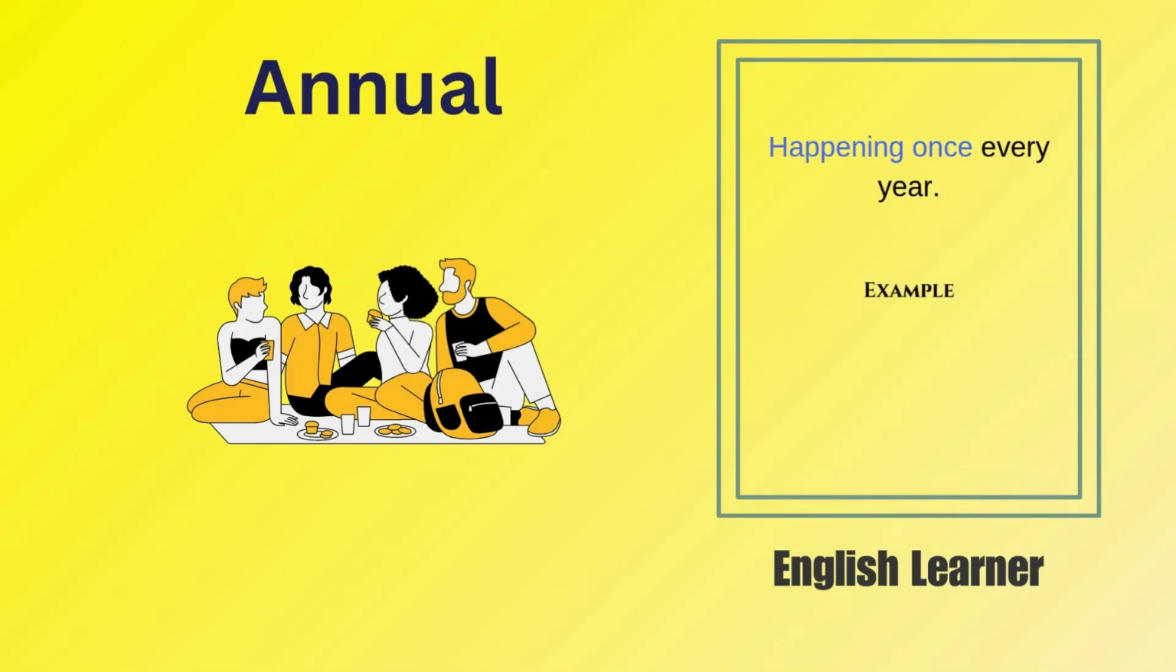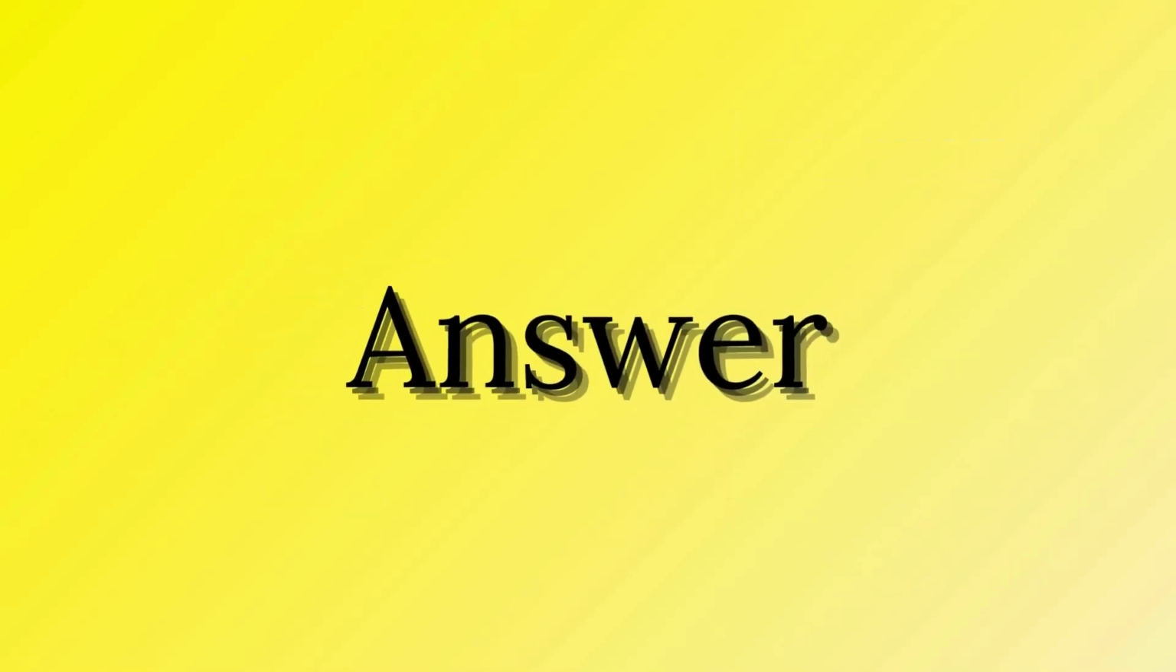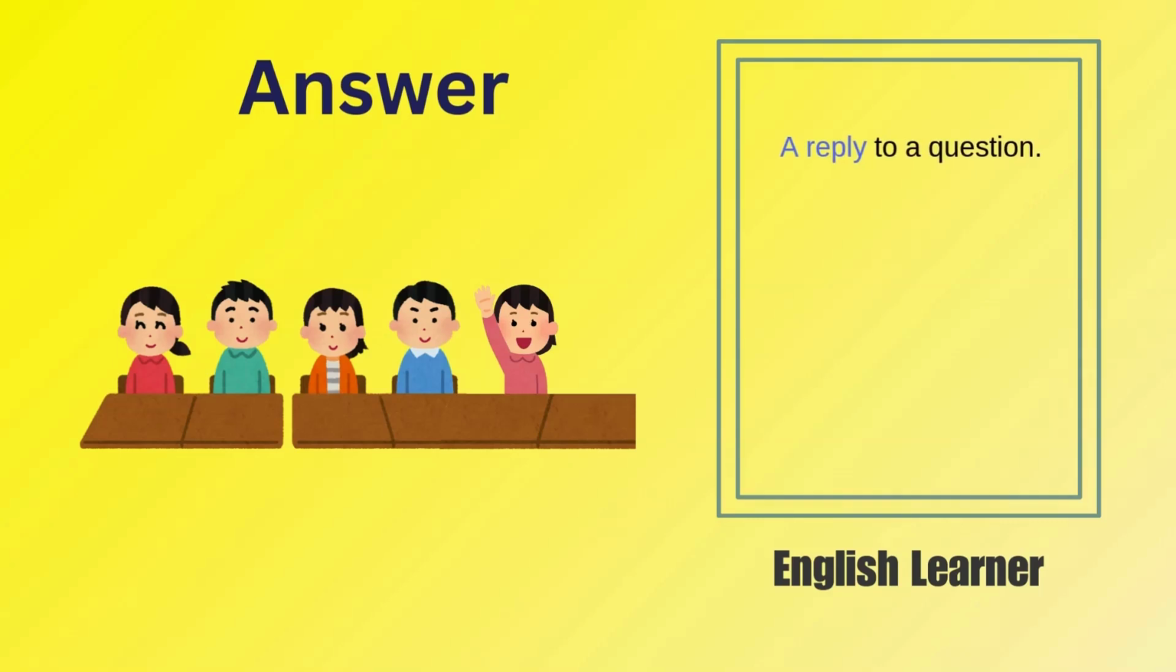Example. The annual school picnic is something everyone looks forward to. Another. One more in addition to what you have. Example. May I have another cookie, please? Answer. A reply to a question. Example. She raised her hand to give the correct answer.